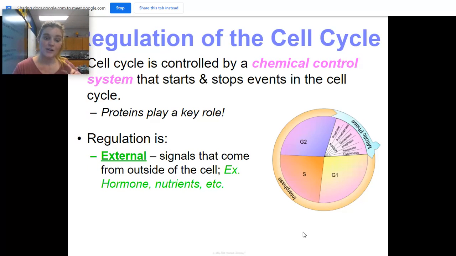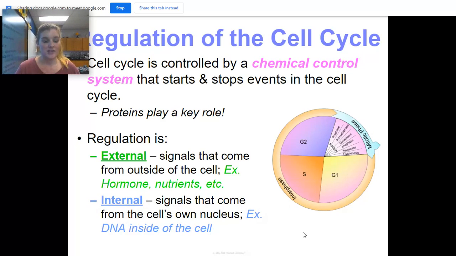And the regulation can either be external, so we have a signal that comes from outside the cell. So we might get a signal from hormones or different nutrients that we have to do some more division to help process or regulate something that's going on. Or we can have internal regulation, which are signals that are coming from within the cell's own nucleus. So the DNA is saying, all right, it's time for us to go through mitosis.